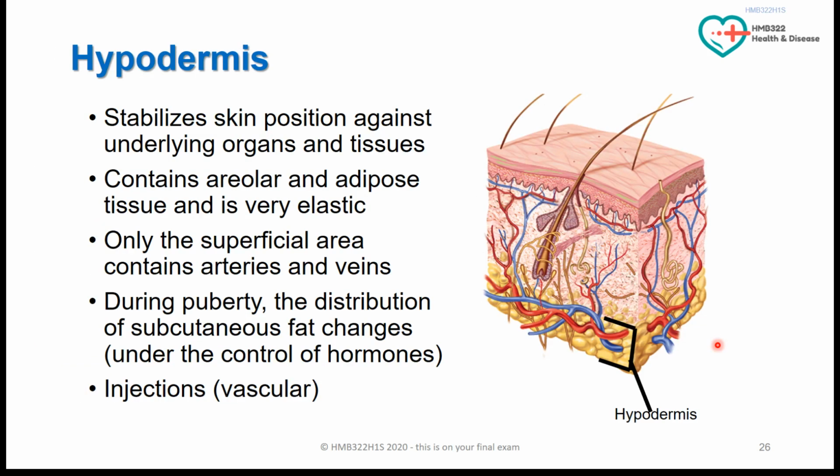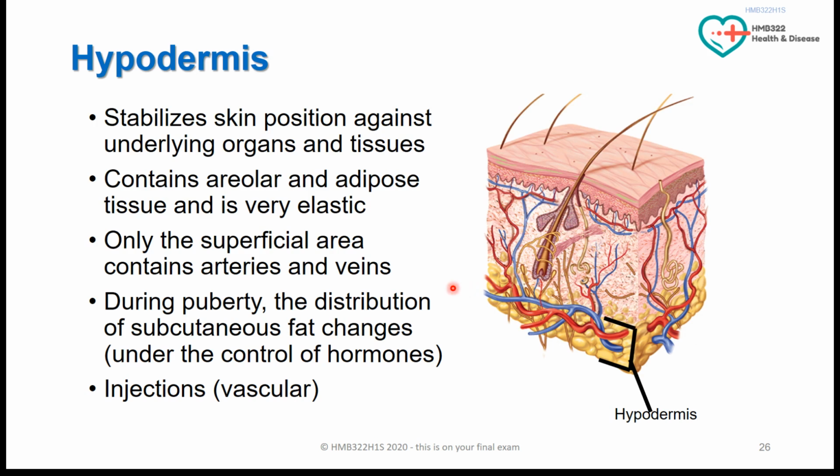All right, so this bottommost layer is the hypodermal layer, or subcutaneous layer. It has a lot of loose tissue, so it's areolar tissue. It has a lot of adipose tissue, as the subcutaneous layer tends to have. It's also fairly elastic, and only the topmost portion, right at the interface between the reticular layer and the subcutaneous layer, is where we have these arteries as well as veins.